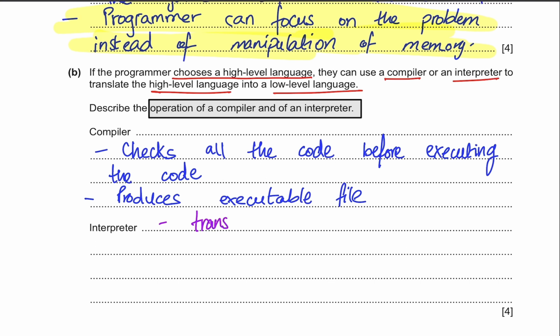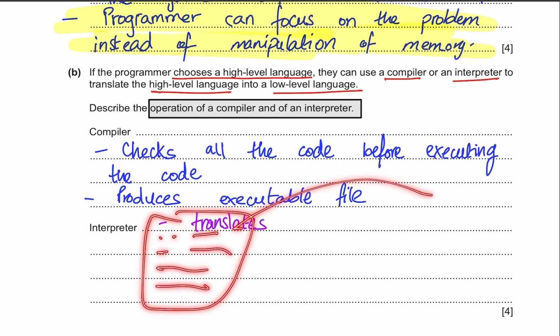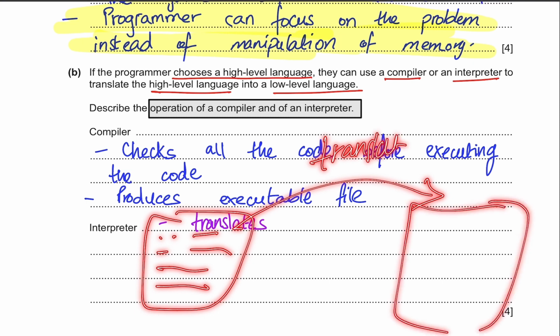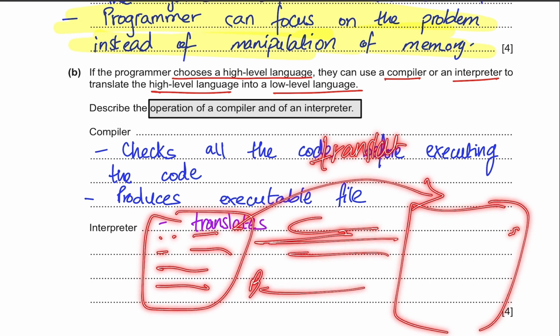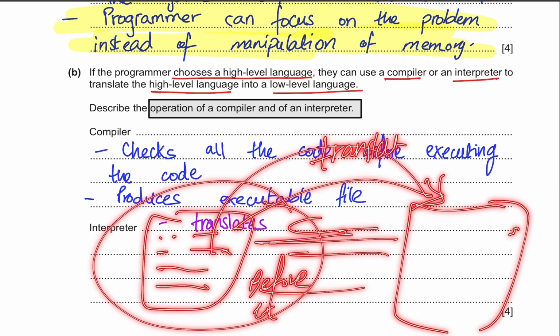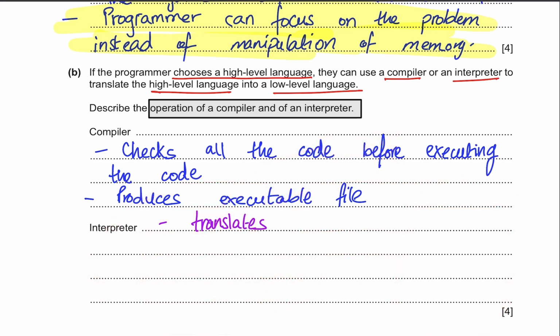The function of an interpreter is that it translates one line of code and then executes it. First, it will translate the code into a different language before executing it. So this is done before execution. It translates one line of code, and then it will execute it.